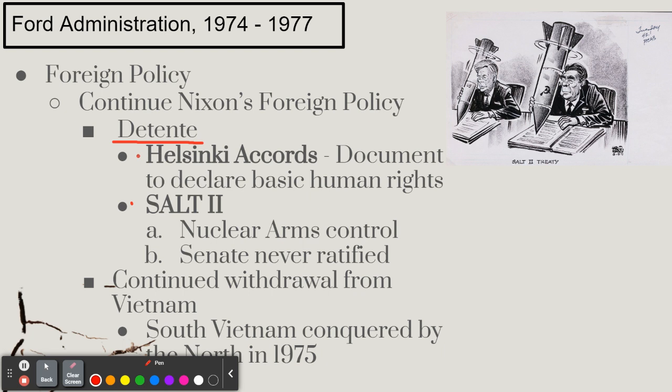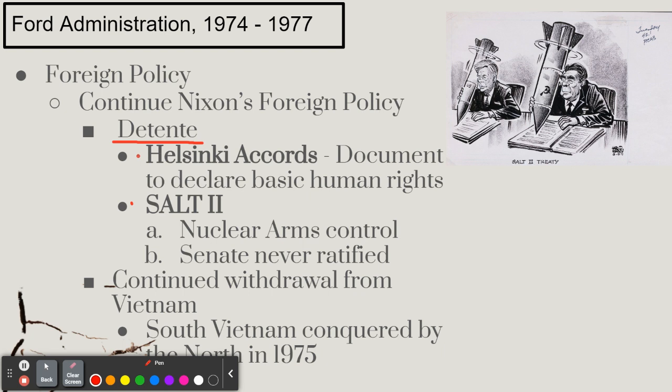So the Helsinki Accords is signed with the Soviet Union, and it's a document that declares basic human rights. Like humans have a right to worship the religion they want, general freedom to go where they want, freedom of speech, basic things like that. This is actually big because the Soviet Union didn't believe in human rights. And getting them to sign this, you can kind of think of it as a trap that the United States has set. It allows us to criticize the Soviet Union.